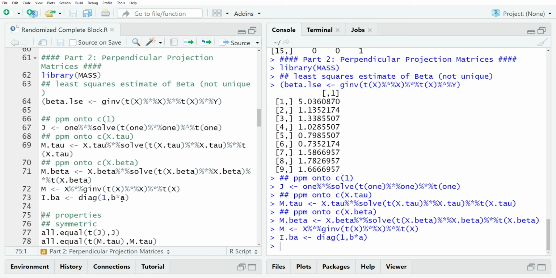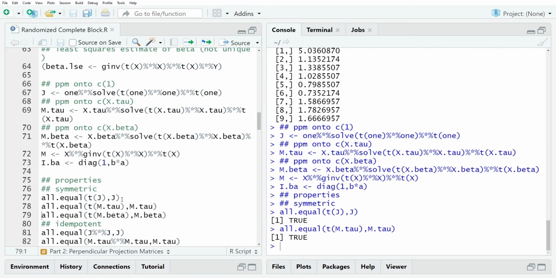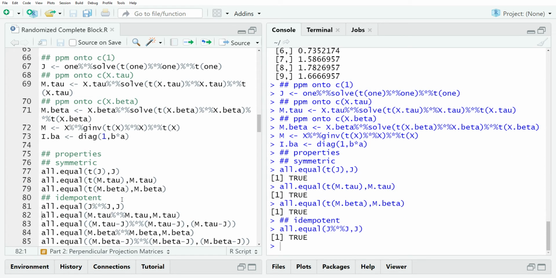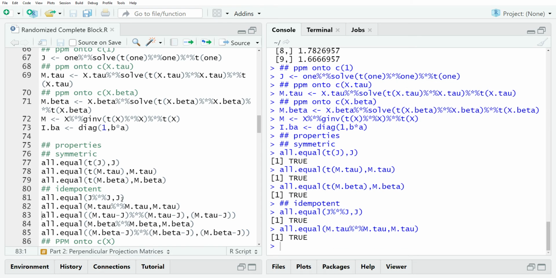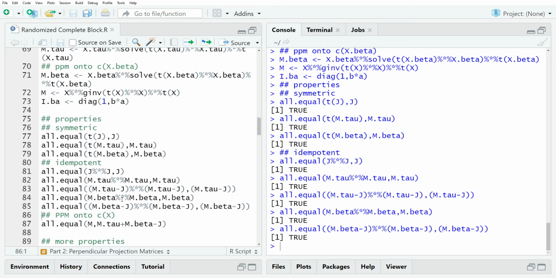Now, to show some of these properties, perpendicular projection matrices should be symmetric. So what the next three lines do is I take the transpose and compare it with the untransposed, and they are equal. Now they're idempotent, so I multiply it times itself and then compare it with the original. And if you notice, all of these are true because they're all perpendicular projection matrices.